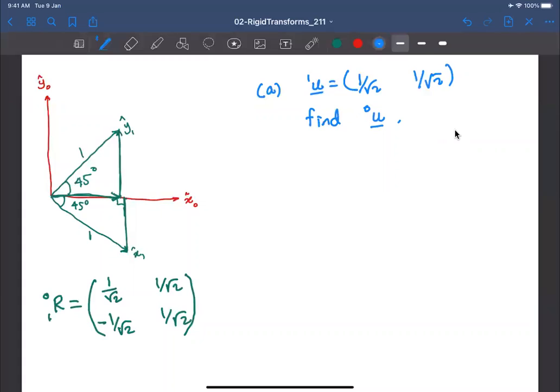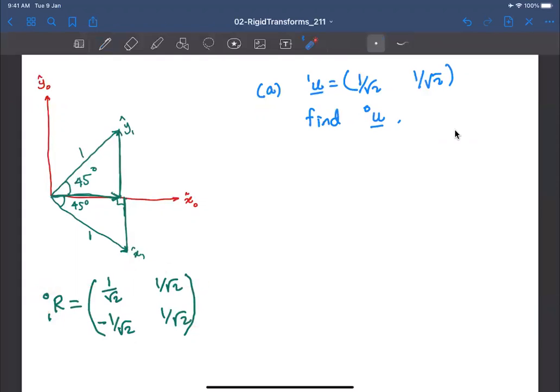Let's take an example in which you are given that this rotation matrix here relates frame 1 to frame 0. So it takes a vector from frame 1 representation and projects it to frame 0 representation. This is the matrix as given here.